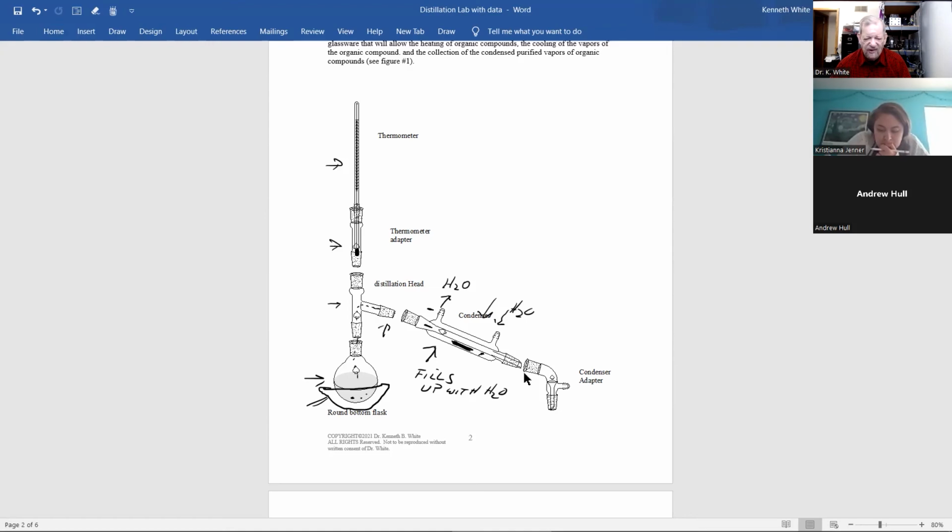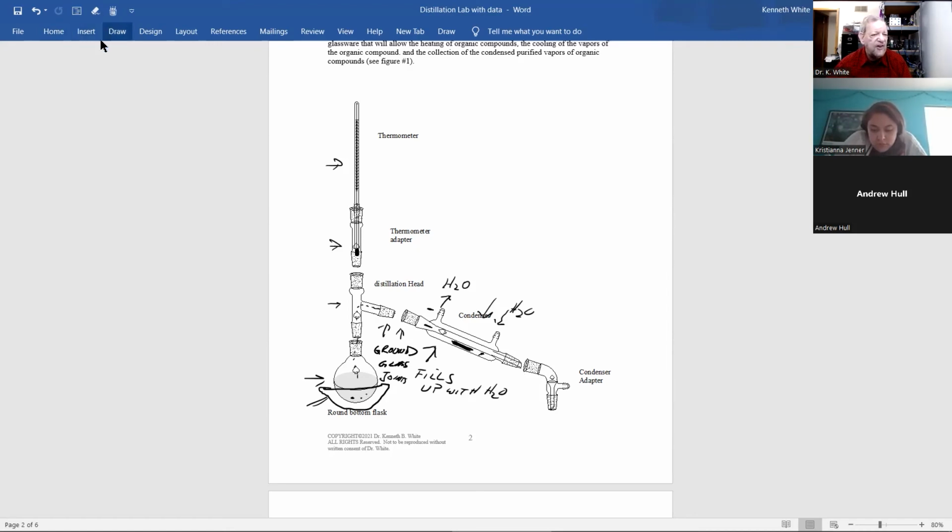By the way, these are called glass joints, ground glass joints. And it's a way of connecting different pieces of glassware together in a solid seal. They're lubricated with silicone grease so they can come apart later on. But when you're using the apparatus, we use clamps to hold it in place.